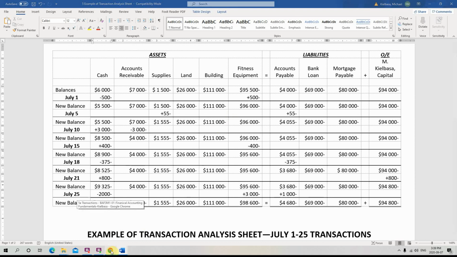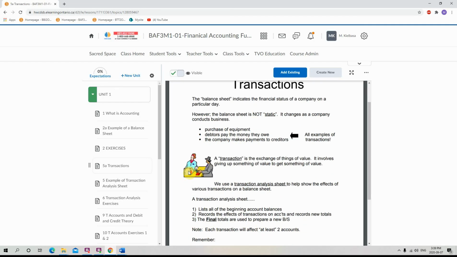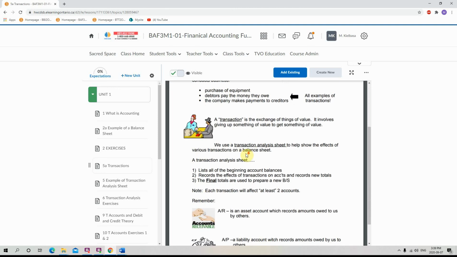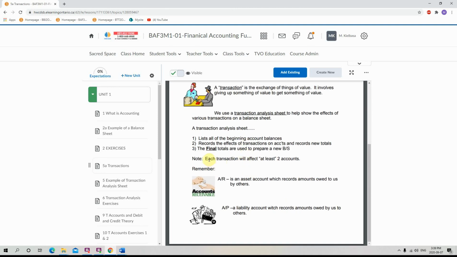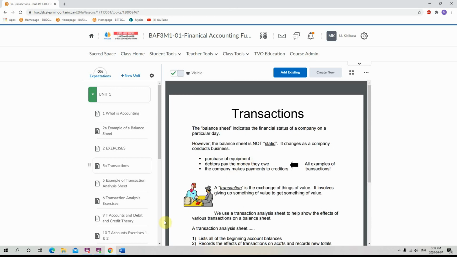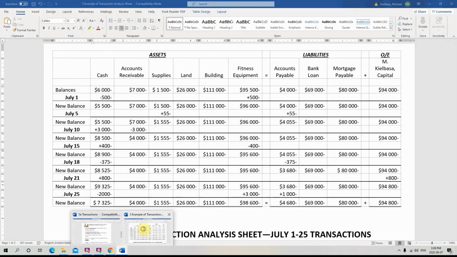Now, going back, a transaction will always affect at least two accounts. It could affect 3, it could affect 4, but it cannot affect only one account. Okay, so that's how we use our transaction analysis sheet.